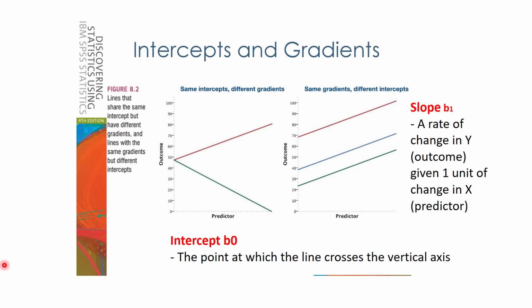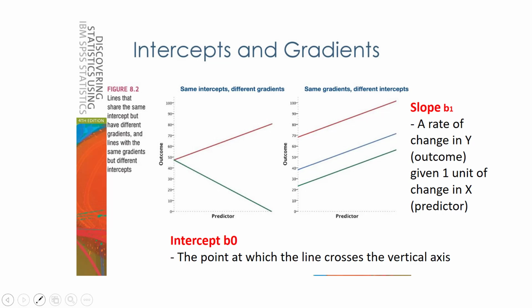Intercept is the point at which the lines cross the vertical axis, basically the starting point of the regression line. The slope indicates the rate of predicted change in y given one unit of change in x, showing how much y is predicted to change every time x changes by one score. In this graph, both red line and green line have the same intercept but different slopes.